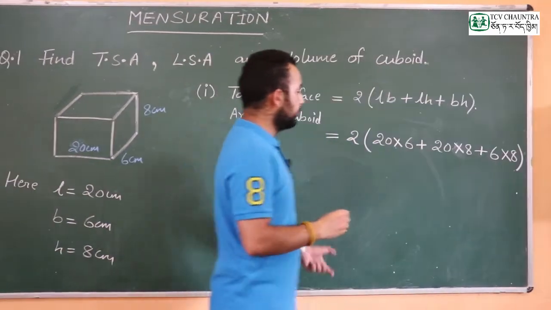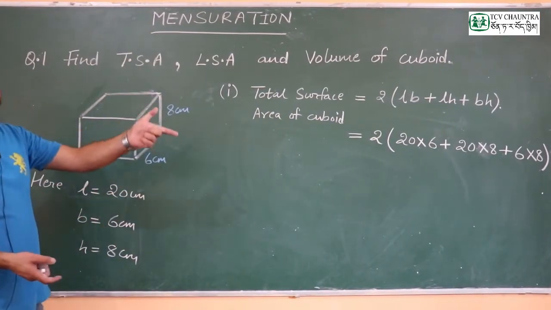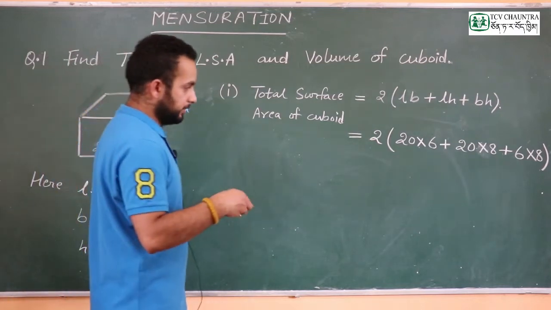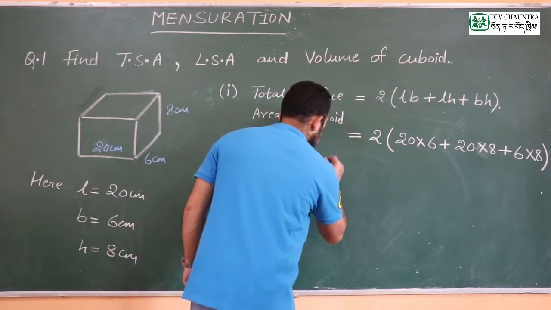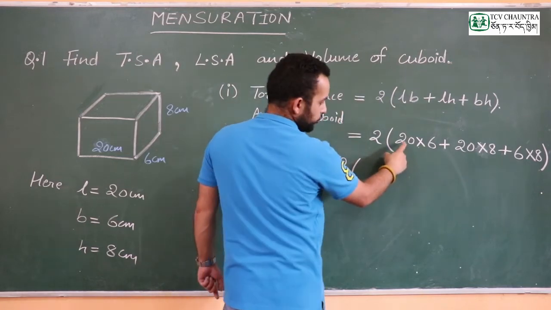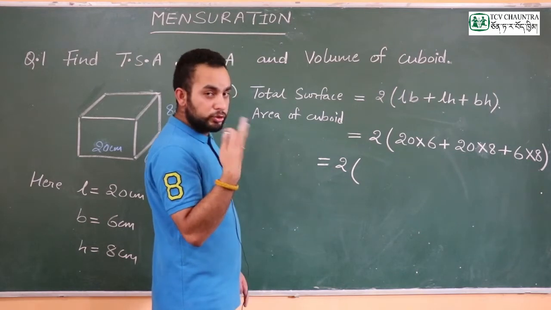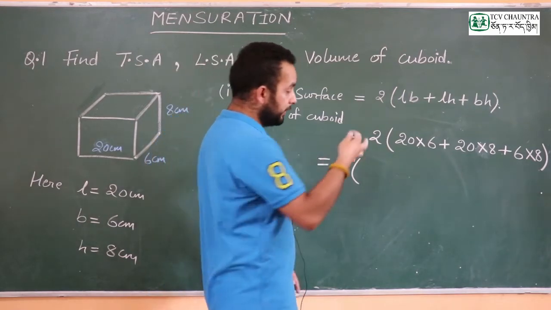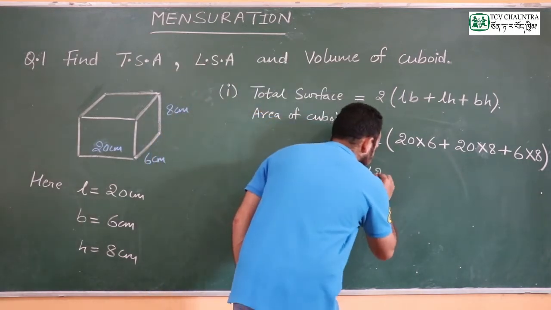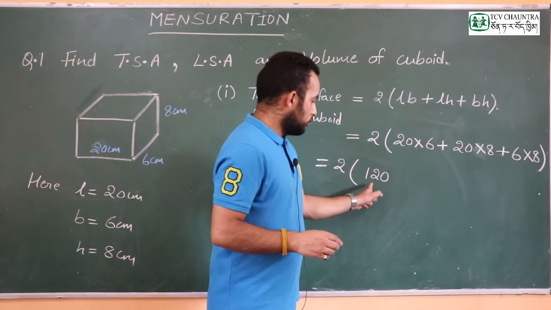Is it clear? We are just substituting all these values in that formula, and then we will calculate it and solve it. Okay, 2 as it is. Then 20, so you are going to multiply the number 6, 26 times. So what will you get? You will get 120. 2 6s are 12 and 0. So 120.